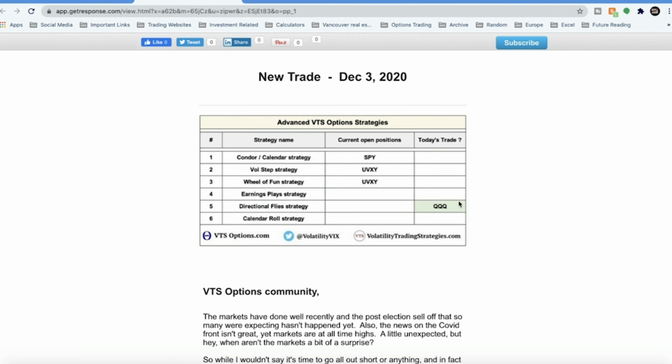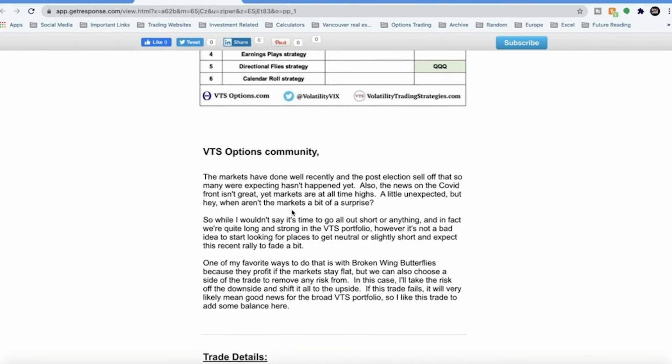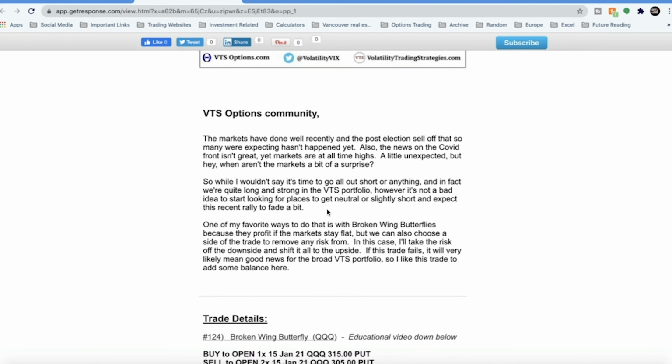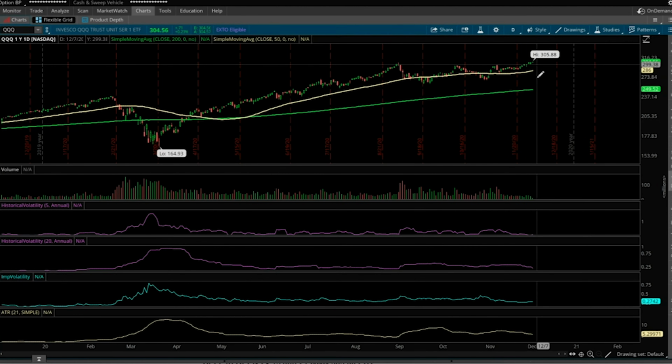So today's trade, as you can see, it is in the Qs, and that is for the Directional Flies strategy. That's what we will be trading today. So the next section is just a little bit of a blog entry. Usually I give my rationale for opening this trade. And the reason today is essentially that the Qs have reached an all-time high. Everything's going pretty well in the market.